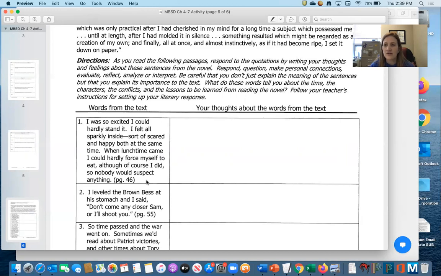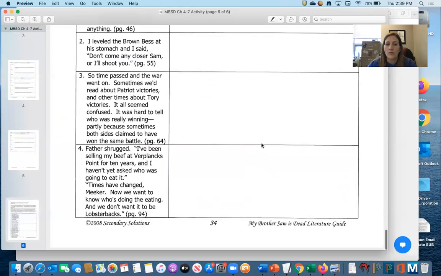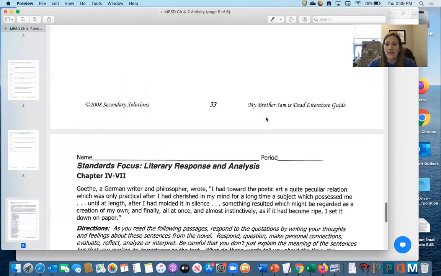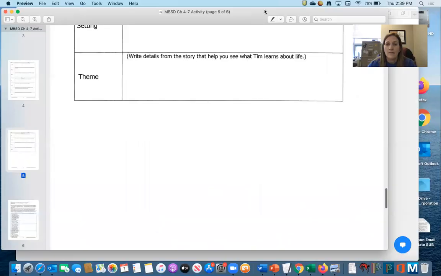There's no right or wrong answers here. These things can make you feel anything. So tell me your thoughts and feelings and emotions of all of these different quotes from the book, okay? And you're going to do that all the way down. And then that is it on this assignment, okay? So I want you guys to put 3 to 5 sentences in each of those boxes on the assignment.